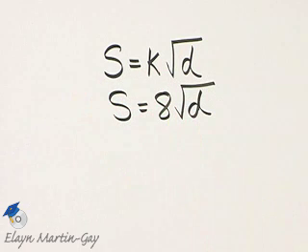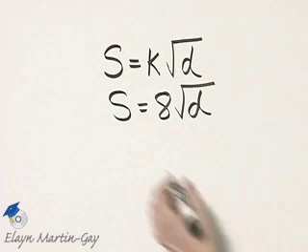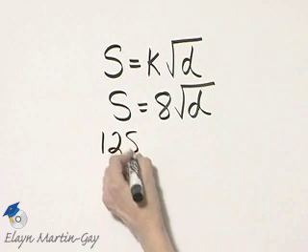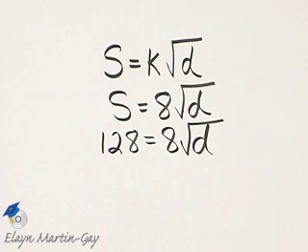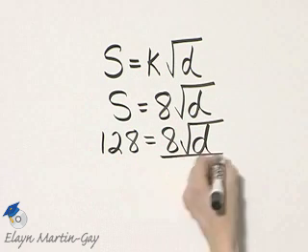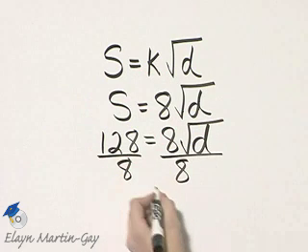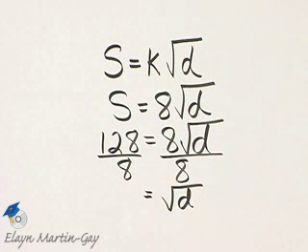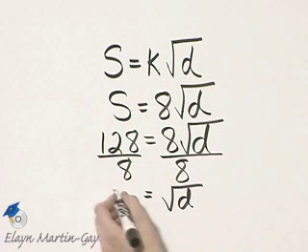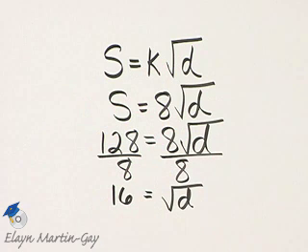Now we want to find the height of a cliff if a dropped anvil hits the ground at a speed, so that's a speed of 128 feet per second. The speed is 128 feet per second, and we want to know the height or the distance D. So let's solve this. I'll divide both sides by 8. I'm solving for D. I have the square root of D is equal to 128 divided by 8, which is 16. How do I solve for D?